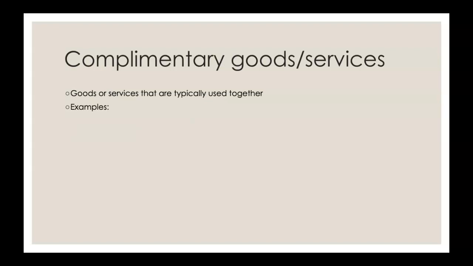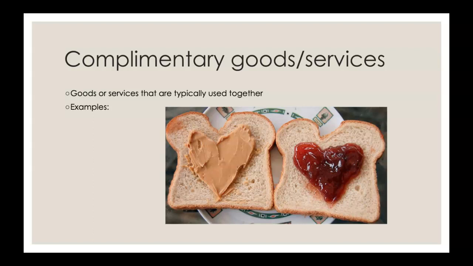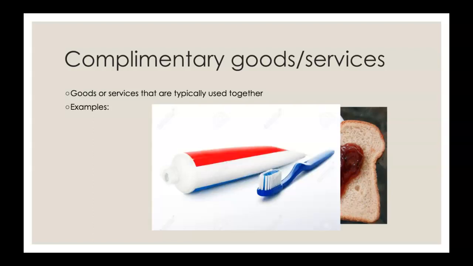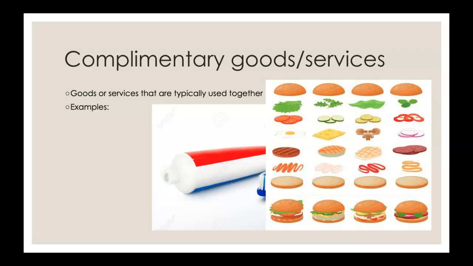Now, another related good are what we call complementary goods and services. Goods or services that are typically used together. Examples are peanut butter and jelly. Those are complementary goods. We tend to use them in tandem. Toothpaste, toothbrushes, these are complementary goods. If you can't have one, it's kind of hard to do something with the other. All the makings of a hamburger, buns and hamburger meat. These are complementary goods, and the price of one is going to affect the demand of the other.